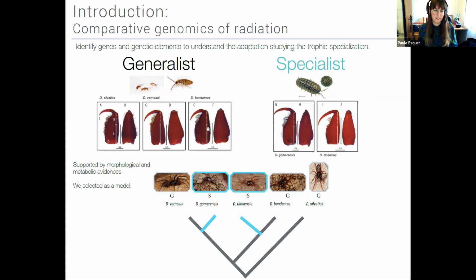So we selected, as a model to test our hypothesis, 5 species of Dysdera: 2 pairs that were phylogenetically close, one generalist and one specialist, and one outgroup that is Dysdera silvatica.